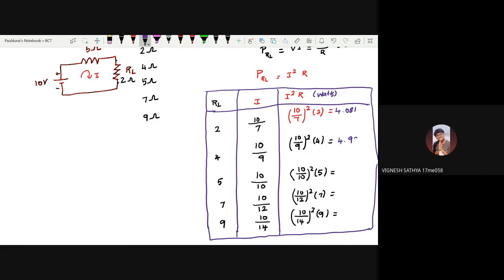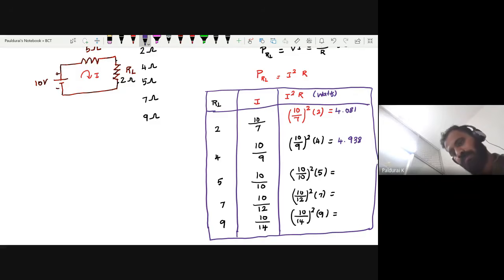4.938. Third one, it's 5, right? Obviously, because the 10 and 10 both cancel. So 1 squared again is 1, and 1 times 5 is 5. Yeah. Fourth one.